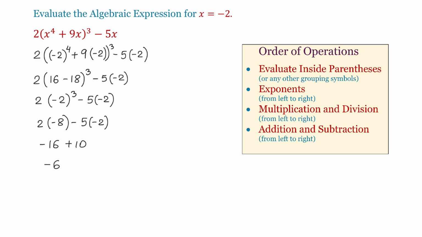So as you see, first we did the operations inside the parentheses. Then we did the exponent, then the multiplications. And here, because 5 times -2 is -10, and with another negative in front is positive 10, then the last operation is addition. And -16 plus 10 is -6.